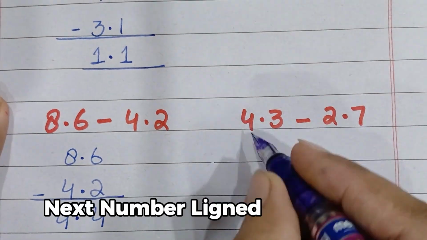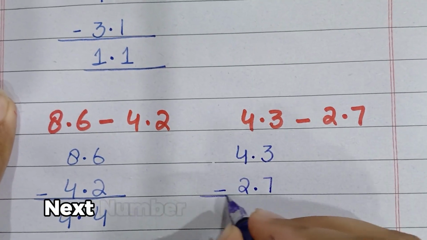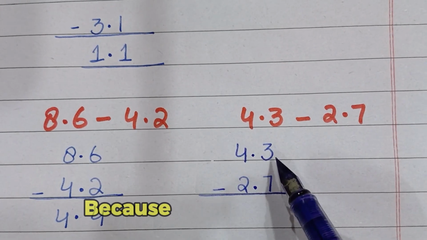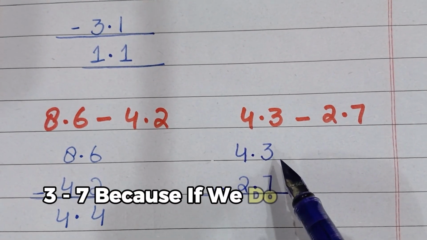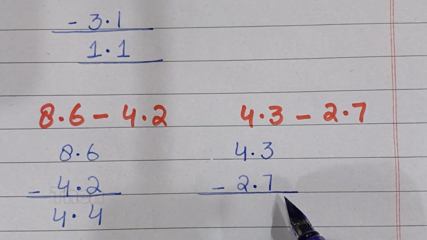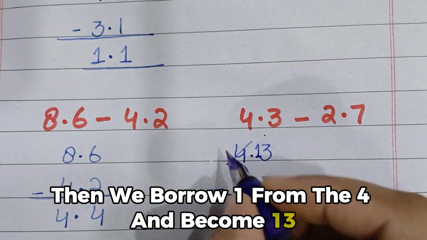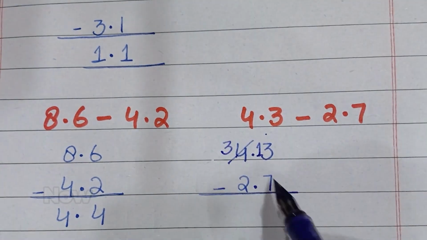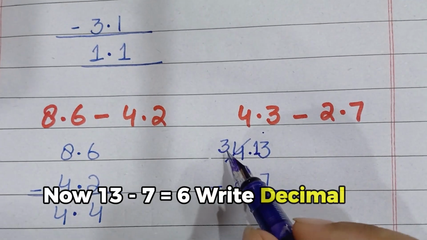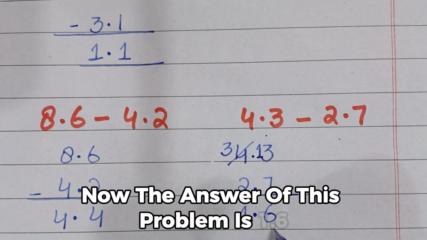Now the next number, aligned up. 4.3 minus 2.7. Now this problem is a little bit different from this one because we can't do 3 minus 7, because if we do, this gives us negative 4. So if you encounter this situation, then we borrow 1 from the 4 and 3 becomes 13. Now the 4 becomes 3. Now 13 minus 7 will be 6. Write the decimal. Now 3 minus 2 is 1. Now the answer of this problem is 1.6.